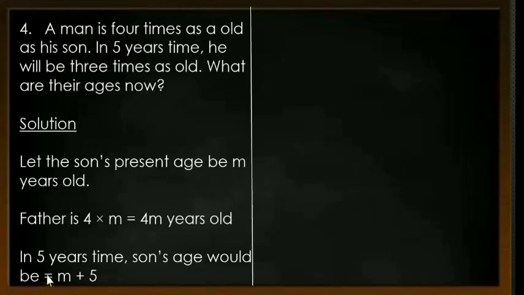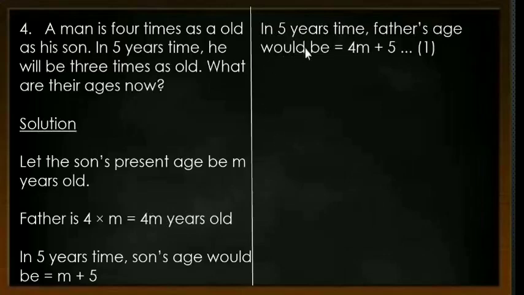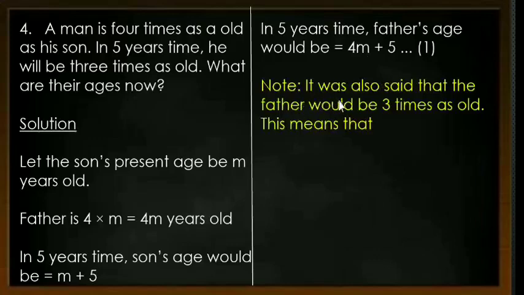Okay, so if the son's age is m plus 5, it simply means that in that same 5 years' time, the father's age, which is 4m as of this moment, will become what? 4m plus 5. So in 5 years' time, the father's age will be 4m plus 5. We can decide to call this equation 1. Note, it was also said that the father will be 3 times as old. Take note that in 5 years' time, the father will be 3 times as old. It simply means in 5 years' time, this will be the father's age. At the same time, the father will be what?